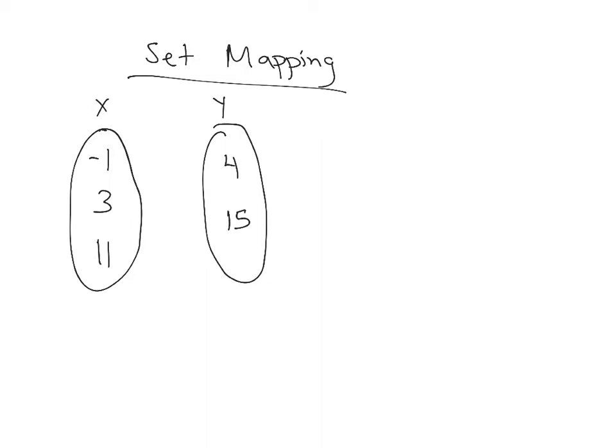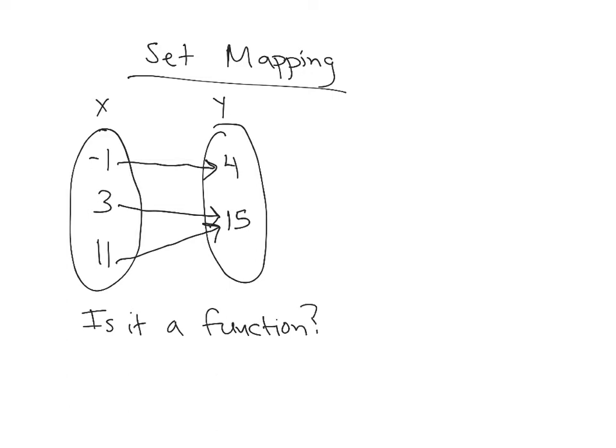So one possible set mapping, or one possible relation between x and y, would be that if you input -1, it's going to output 4. The way we can show that is by drawing an arrow to show that an input of -1 is going to output 4. An input of 3 could then output 15, and an input of 11 could also output 15. Now, our question is: is it a function? That's our big question for today. And so this is a relation. It relates -1 in x to 4 in y, 3 in x to 15 in y, and 11 in x to 15 in y.